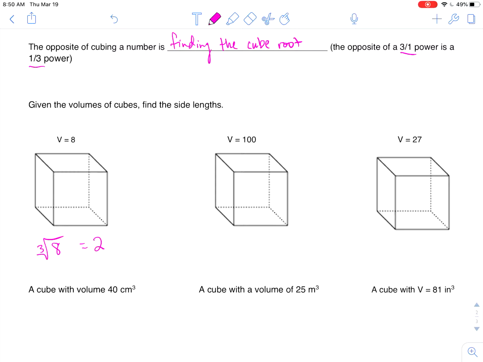So why don't you guys try the last two here. Take your cube roots and see how it went. All right, so cube root of 100 is 4.641, and we rounded to 2 decimal places. 4.61, or sorry, 4.64. And last but not least here, the cube root of 27 is 3.